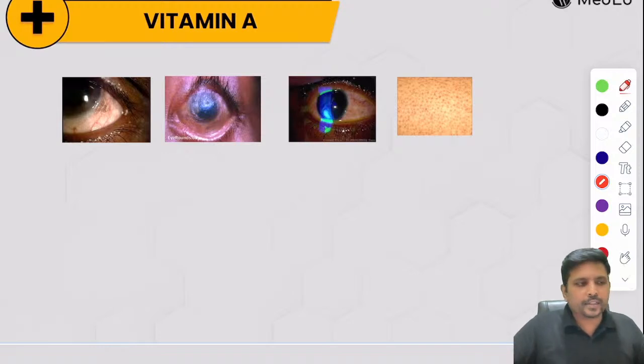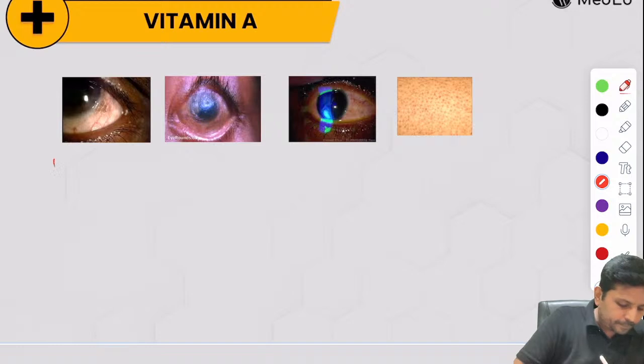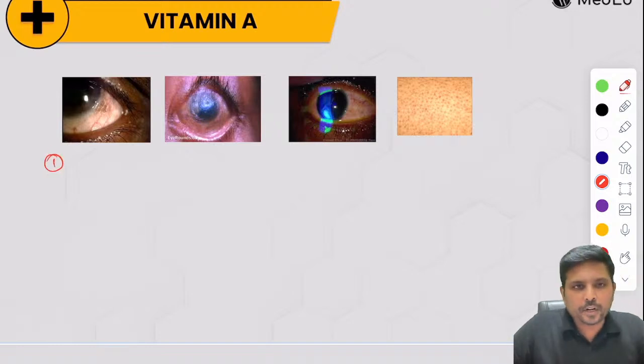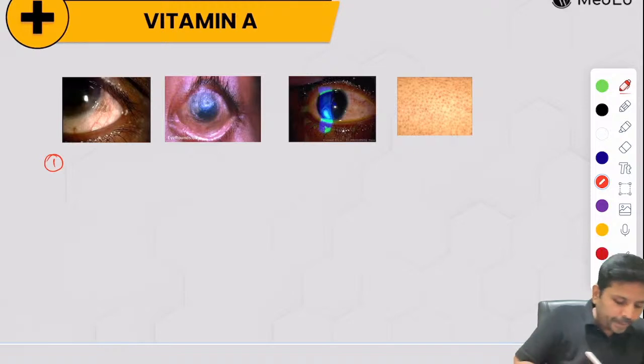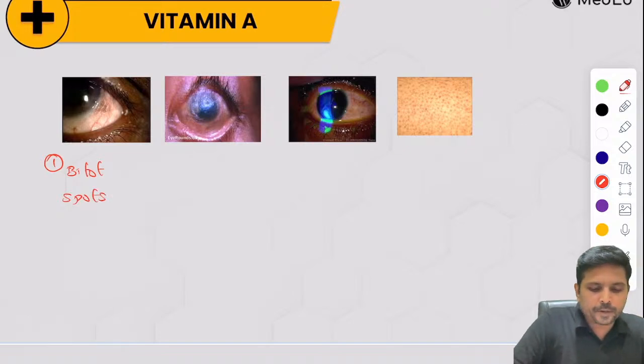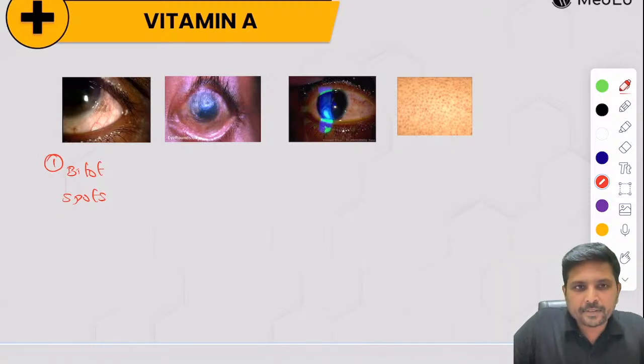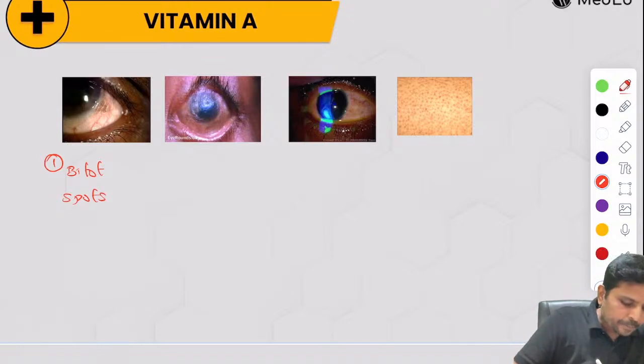You could see the one on the left hand corner. What is this? There is a triangular opaque area in the conjunctiva. You all know that it is known as Bitot spot. A triangular opaque area in the conjunctiva is called a Bitot spot. So the first one is Bitot spot.